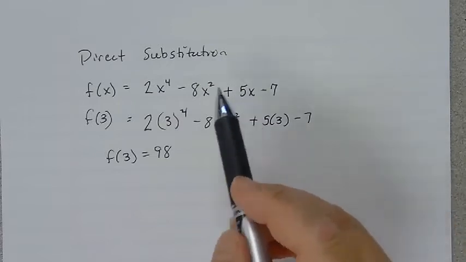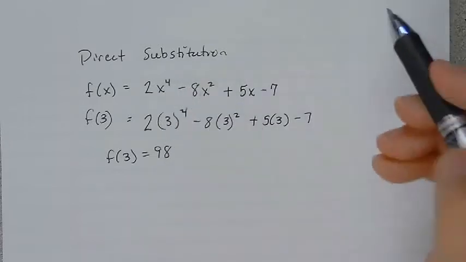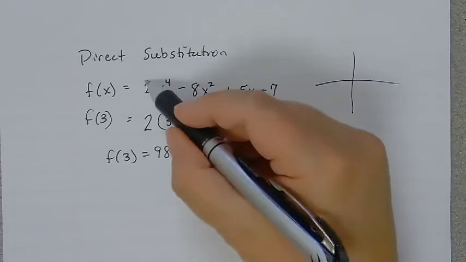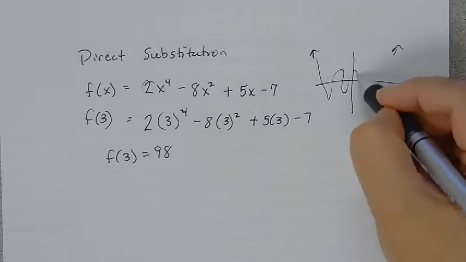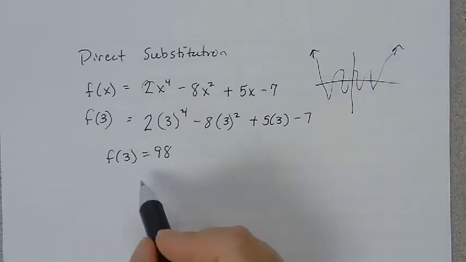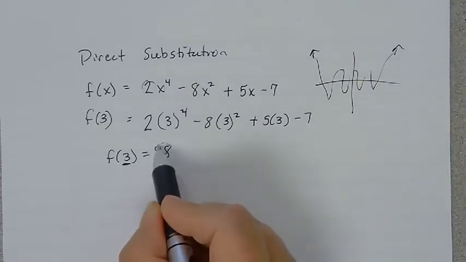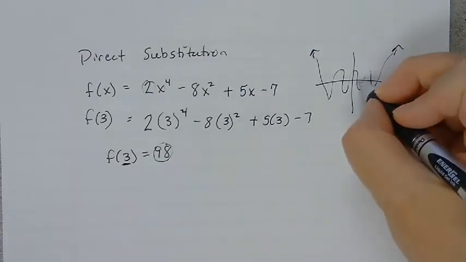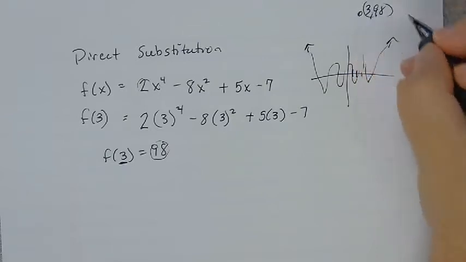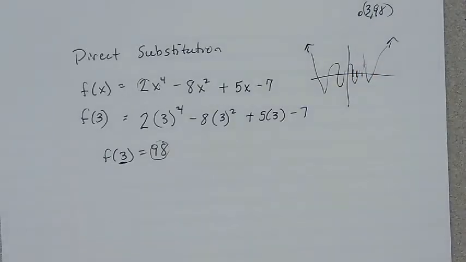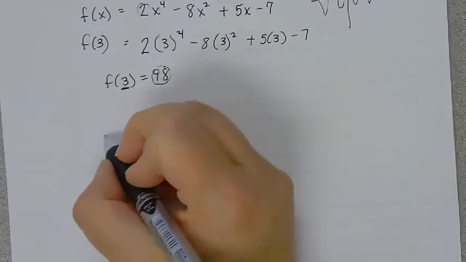And so what we know is if we had a graph, and we already kind of know what this graph would look like. It's a positive, so the ends are going to be up because this is even and positive, and it's going to have all kinds of stuff in here. What this tells us is if I put 3 in for x, I should get 98 for y. So I know there's a point over here at 3, way up here at 98. That point is on the graph. So you've been doing direct substitution for a long time. I'm going to teach you another method that may or may not require your calculator, and it's called synthetic substitution.